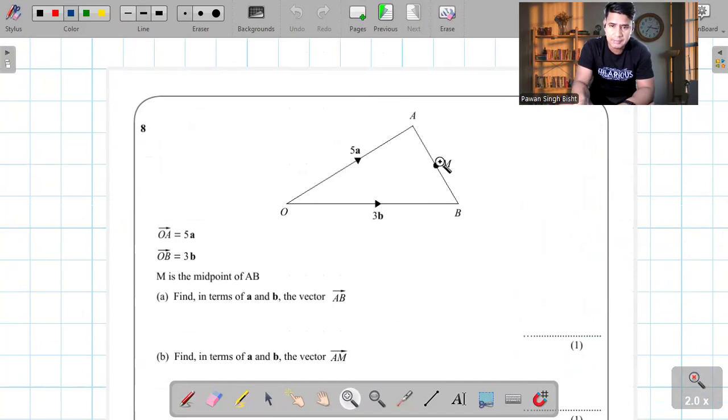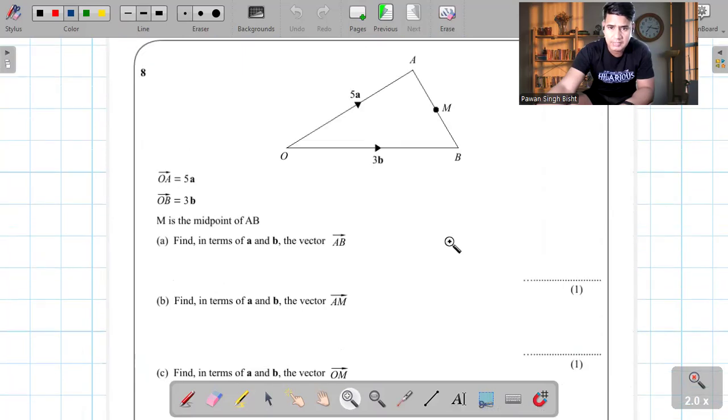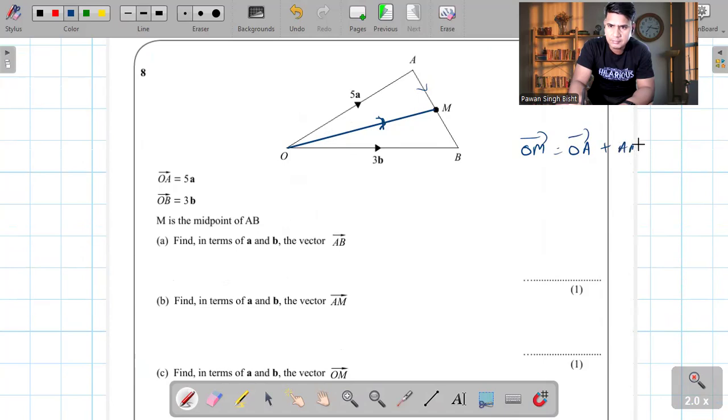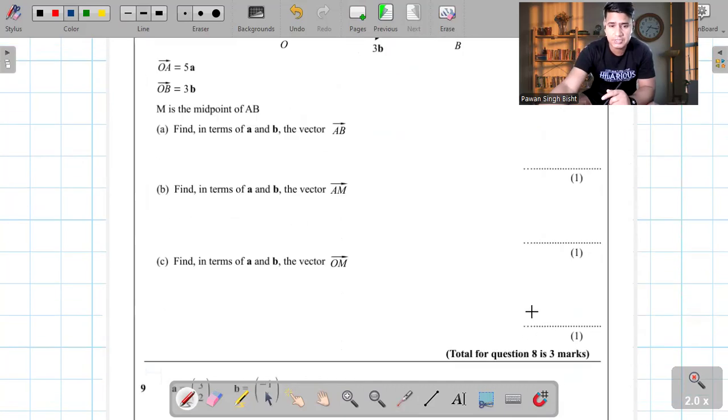Then they say find the vector AM. M is the midpoint of AB, so it means AM will be half of AB. So you can find AM and then OM. After you find AM, to find OM, you can go by this path, OA plus AM, right? First you have to find AM, and to find AM first you have to find AB. So these three questions are interconnected, right? You try this. If you are not able to do it, then I will discuss it with you later.